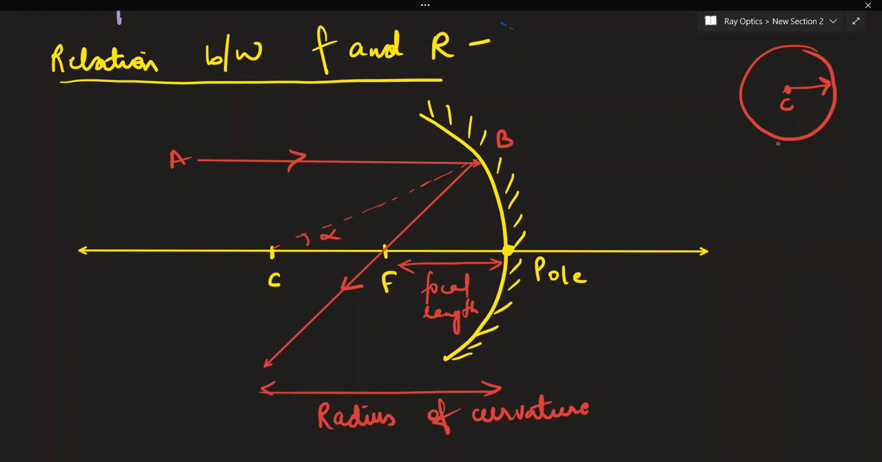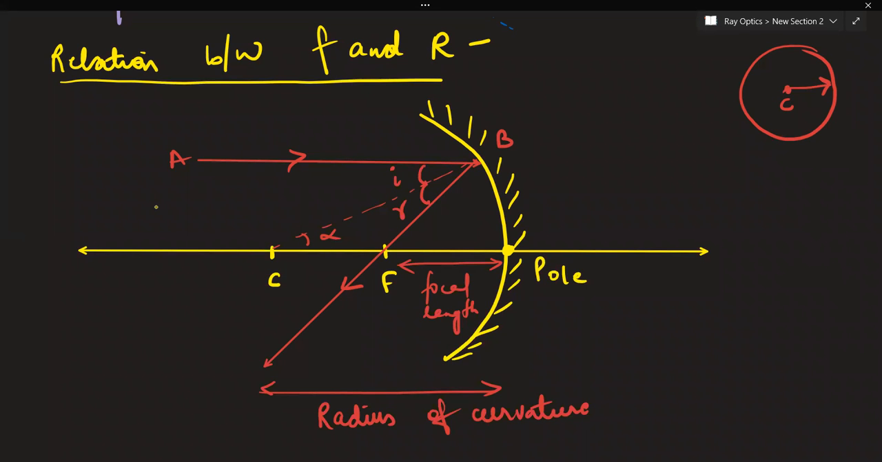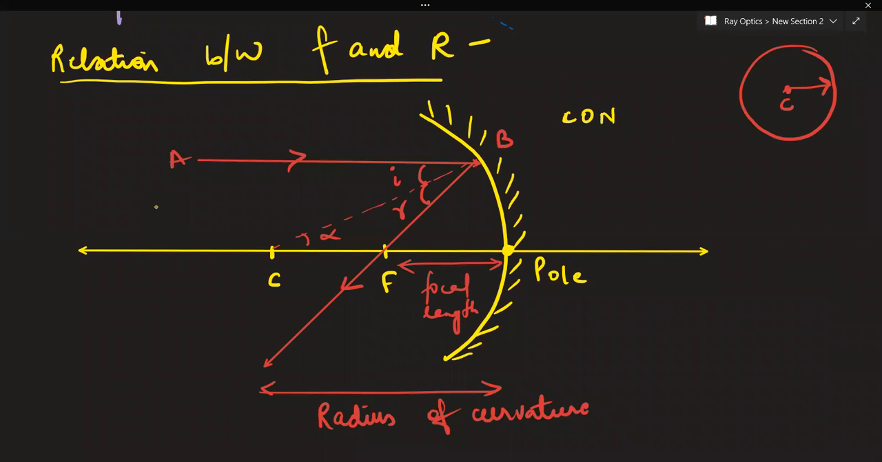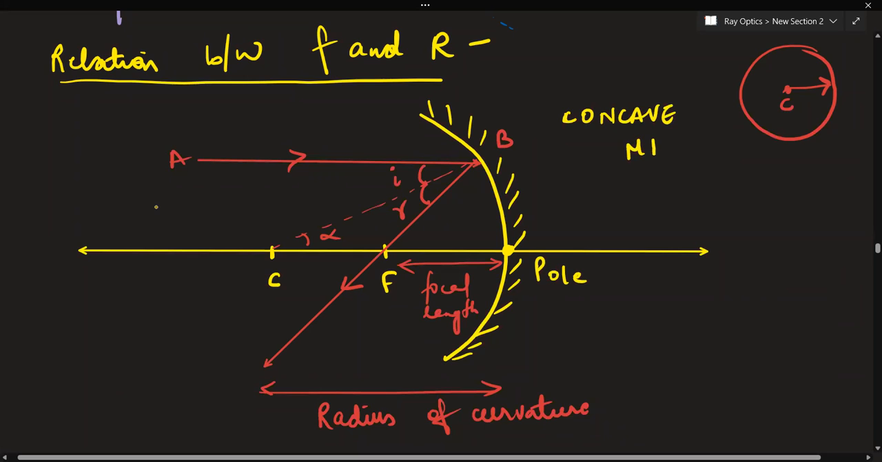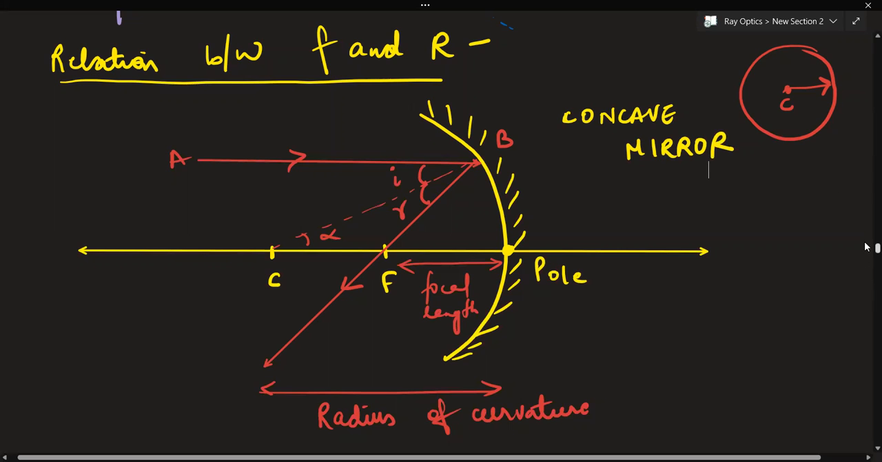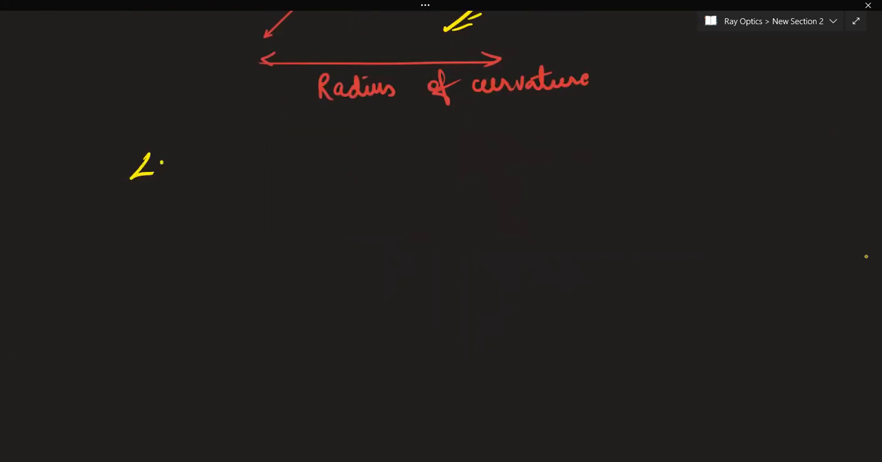Radius of curvature. Now see, this will be incident on it. This is the angle of incidence and this is the angle of reflection that is occurring. Now we'll start with the derivation. So this is a concave mirror that we have taken. You can do the same derivation with the help of a convex mirror. Everything remains the same, just the ray diagram will be different. Now see, according to laws of reflection, angle of reflection will be equal to angle of incidence.